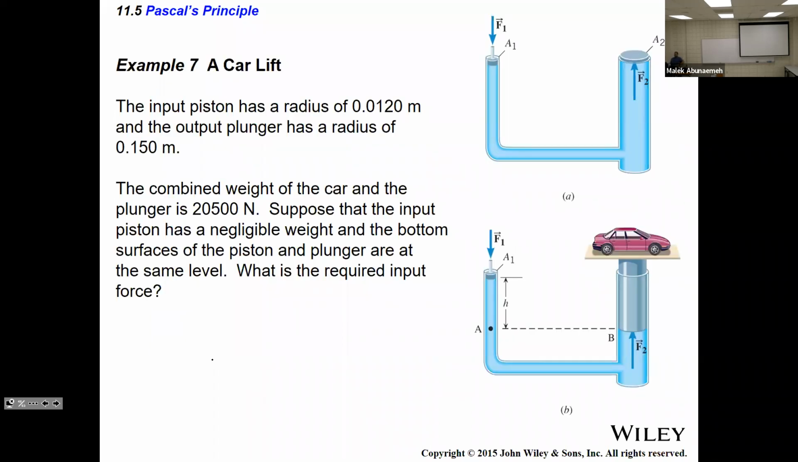So let's take this as an example, right? We have the input piston with a radius of 0.012 meters, and the output plunger has a radius of 0.15 meters. The combined weight of the car and the plunger is 20,500 newtons. Suppose that the input piston has a negligible weight, and the bottom surfaces of the piston and the plunger are at the same level. What is the required input force? So we got a radius of 0.012 meters, which is going to be our A2, and the output plunger is A1, which is going to be 0.15 meters.